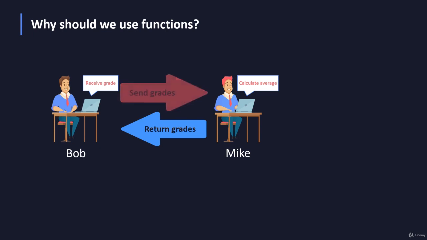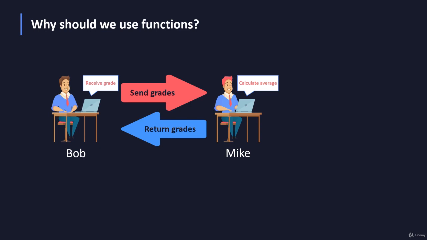Bob will give Mike the grades of some user 1, for example, and then Mike will only calculate the average grade and return the result to Bob. That's all Mike will do. Bob calls Mike and gives him a couple of grades. Mike finds out the average and returns it to Bob.